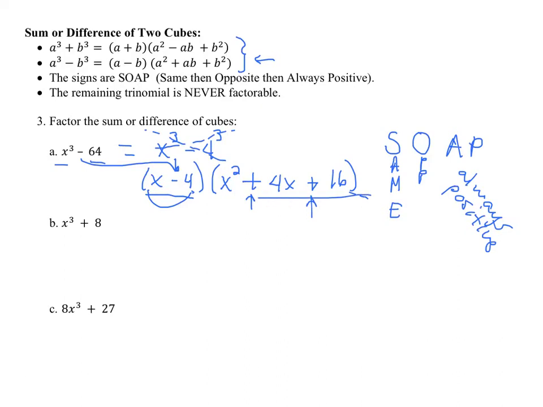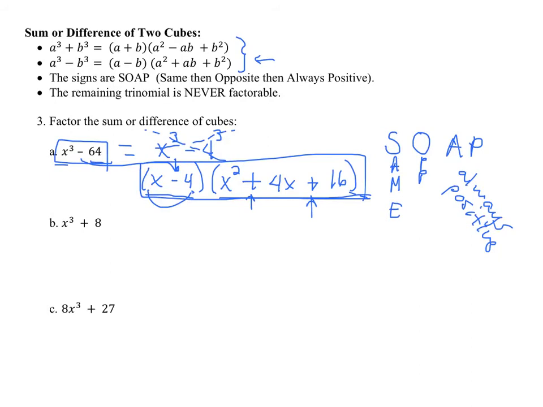And the last trinomial here is never factorable. So don't even try. In the end, the remaining trinomial is never factorable. So when you get to this, guys, you're done. Now you might say, well, I can't even believe that's going to multiply to get back to x cubed minus 64. Well, it will, and I can show you that in the next problem, which will have less bigness to it. So first we're going to factor it, and then we'll remultiply to see if we get back to where we started.